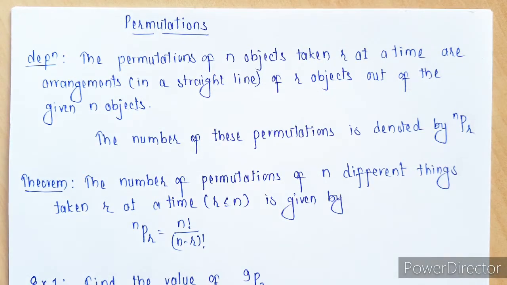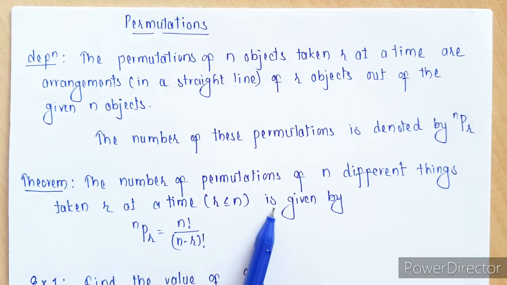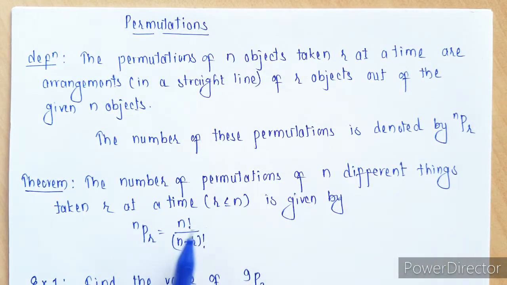Now let's look at this theorem. The number of permutations of n different things taken r at a time, wherein r is less than or equal to n, is given by nPr, and nPr is nothing but n factorial upon n minus r factorial. So nPr can be calculated by this particular formula, that is n factorial upon n minus r factorial.